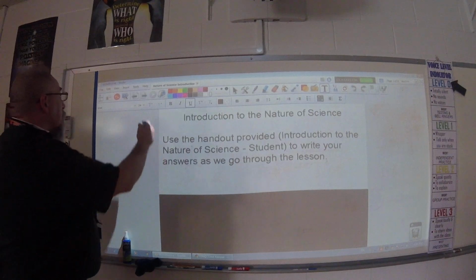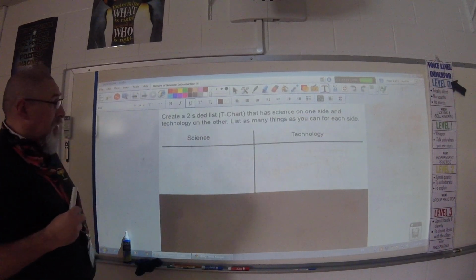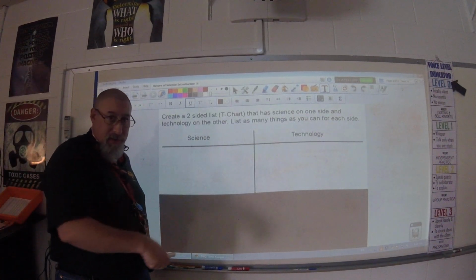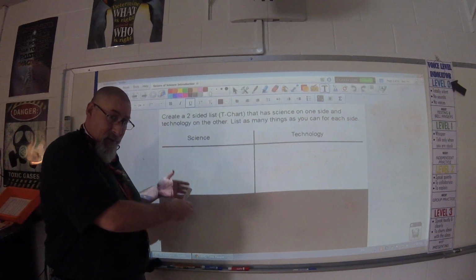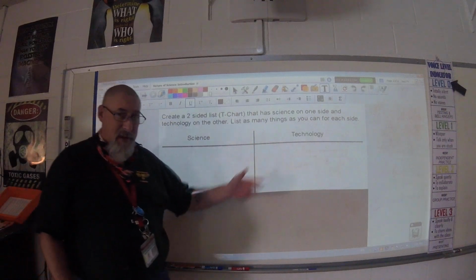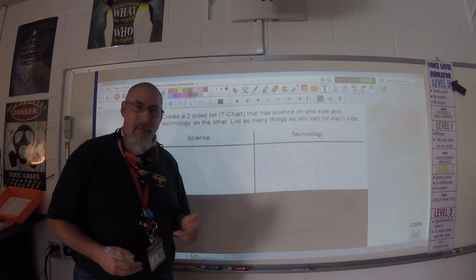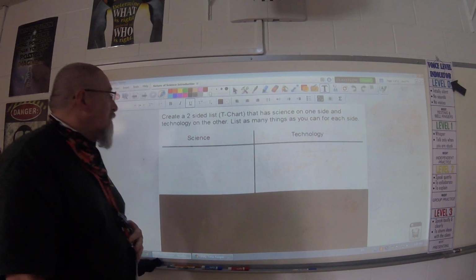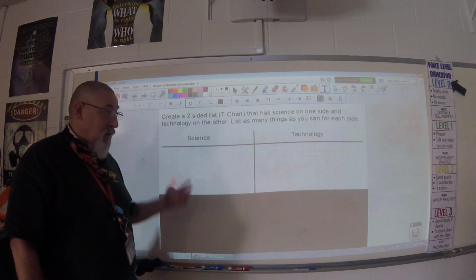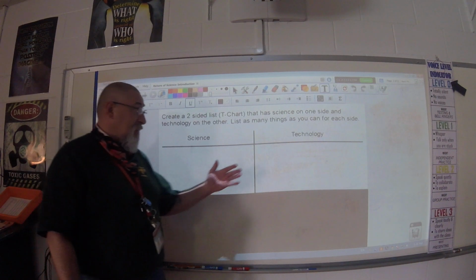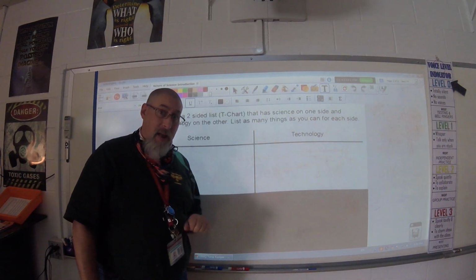So first thing we're going to talk about is the T-charts. We'll be doing this a lot, but on your document you have 15 or 10 spaces, 15, I can't remember. I think it's 15. So you're going to write things that you think are science in the science column and things that you think are technology in the technology column.